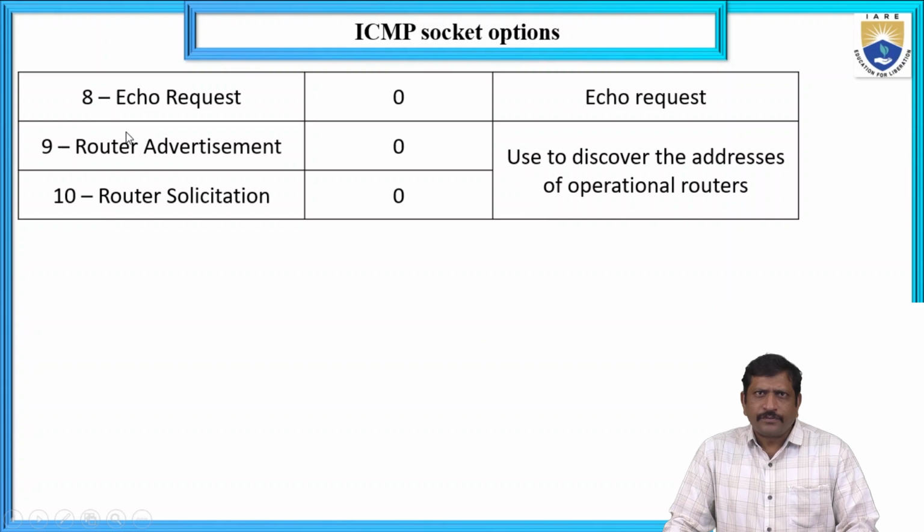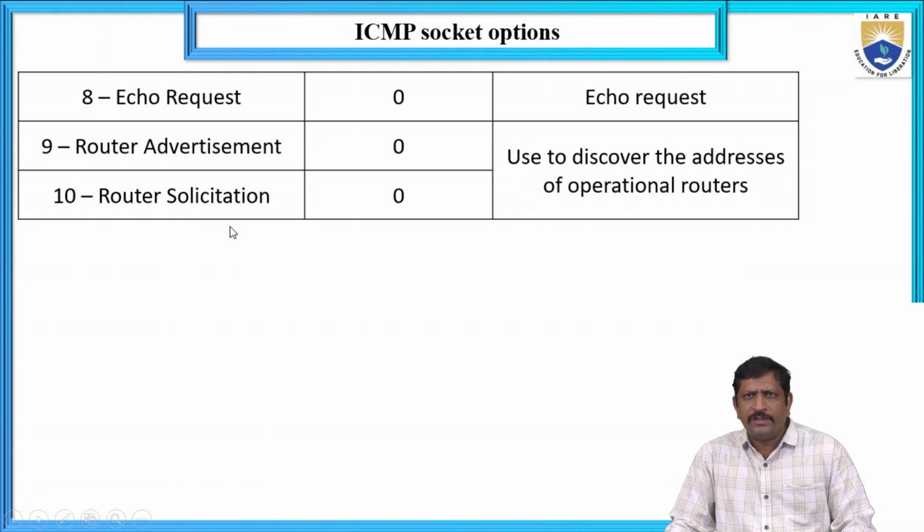Next, type 8. Type 8 is an echo request, with code 0 as the description. Type 9 is router advertisement, and the code is 0 for this one. And type 10 is router solicitation, which is also 0. So the advertisement and solicitation are used for discovering the addresses of operational other routers.